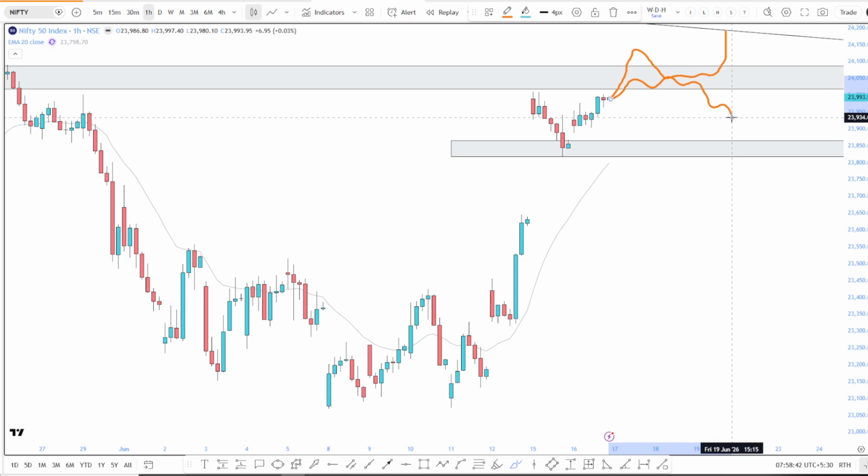So this is about intraday trading, where you have some patience and wait for a very good trade. So this is about Nifty here. This is what I'm planning.